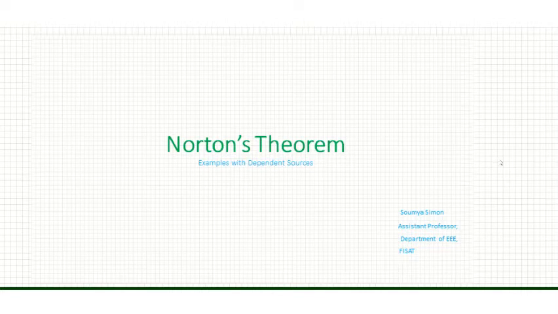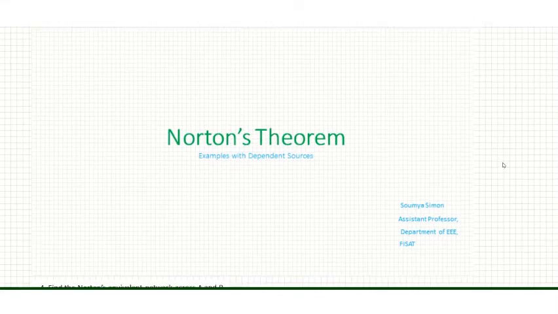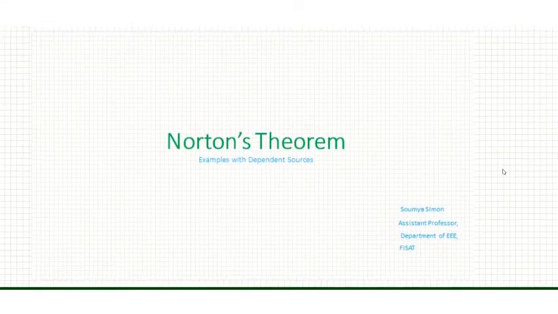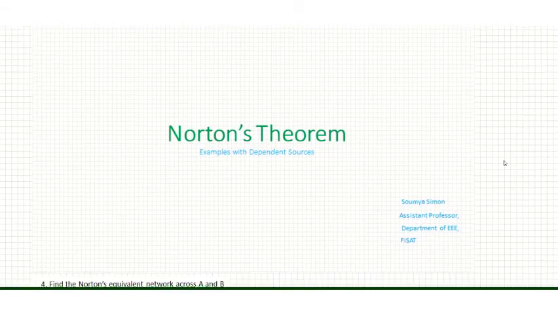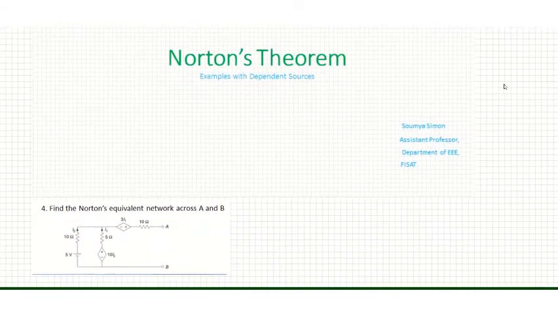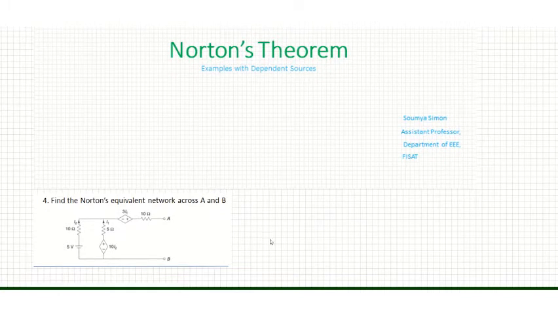Today's session is about Norton's theorem. Today we are going to discuss some problems with dependent sources. So let's look into the first problem. Find the Norton equivalent network across the terminals A and B. A and B are the two terminals.